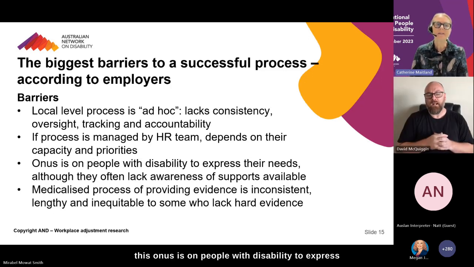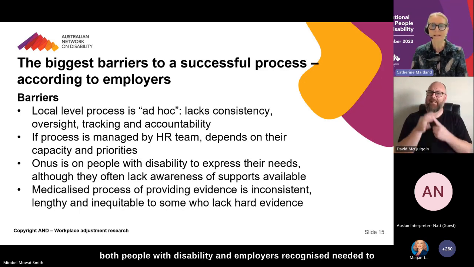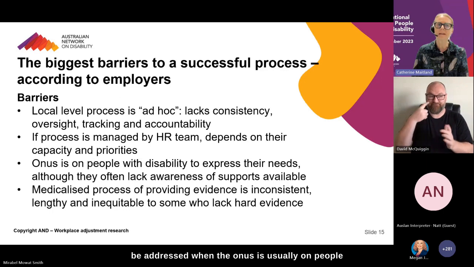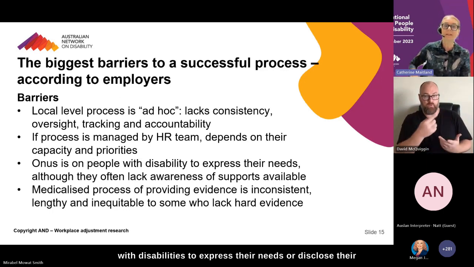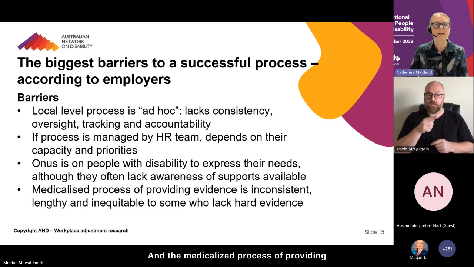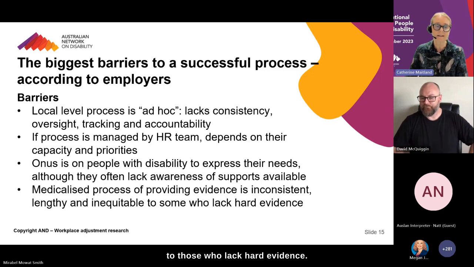The onus on people with disability to express their needs is actually a really key point that both people with disability and employers recognized needed to be addressed. The onus is usually on people with disability to express their needs or disclose their disability, although they often lack awareness of the supports available. And the medicalized process of providing evidence is inconsistent, lengthy, and inequitable to those who lack hard evidence.